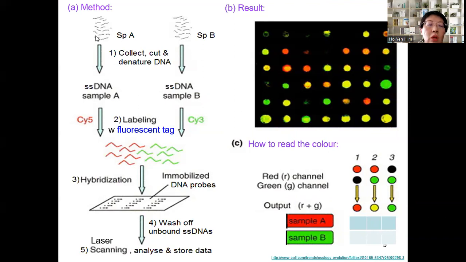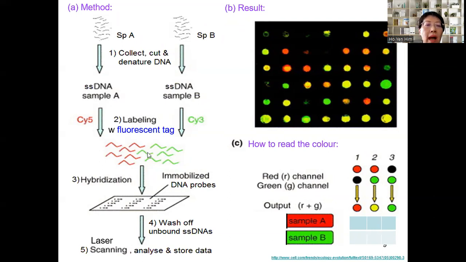So therefore, I have to obtain the DNA from these 2 species. So I collect the DNA, that means the genome, from these 2 species, and then I cut the DNA with restriction enzyme so that many fragments of different lengths are formed. And then I denature the DNA to make all this DNA single-stranded. After that, I will label this DNA. From species A, I label it with a red fluorescent tag. For species B DNA, I label it with a green fluorescent tag.